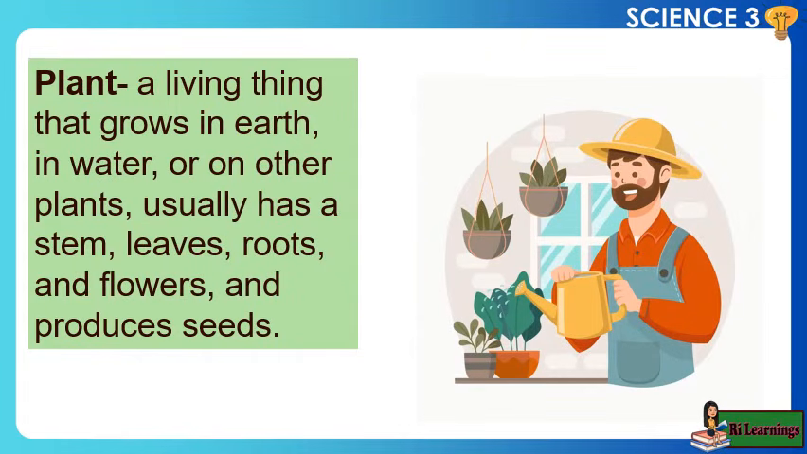Plant: a living thing that grows in earth, in water, or on other plants, usually has a stem, leaves, roots, and flowers, and produces seeds. Mang Pit waters the plants in the school garden regularly. He does it to ensure that the plants receive enough water for them to grow healthy.